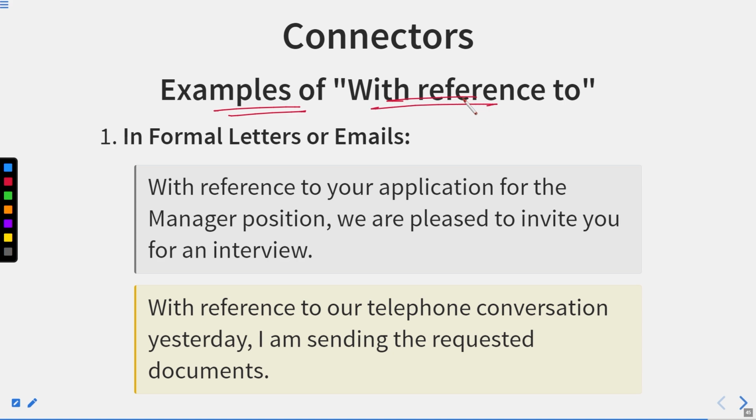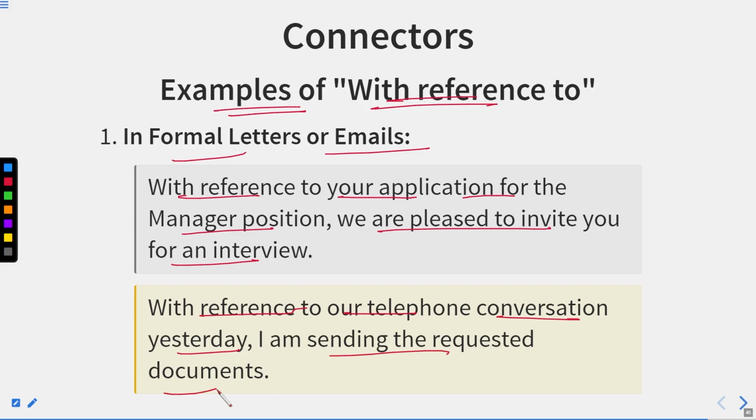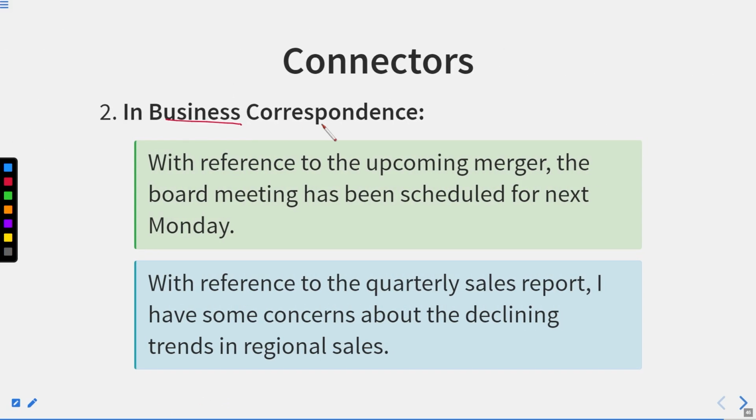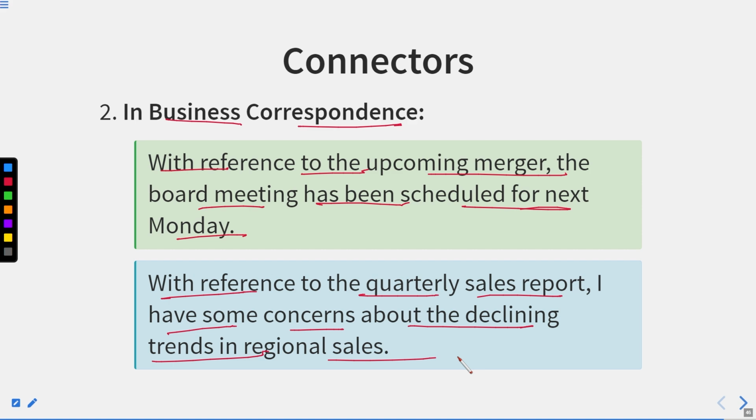Now let us have some examples of "with reference to." Formal letters or emails: With reference to your application for the manager position, we are pleased to invite you for an interview. With reference to our telephone conversation yesterday, I'm sending the requested documents. In business correspondence: With reference to the upcoming merger, the board meeting has been scheduled for next Monday. With reference to the quarterly sales report, I have some concerns about the declining trends in regional sales. It means whatever the quarterly sales report was, I have some concerns. It means the person is worried about the declining trends in regional sales.